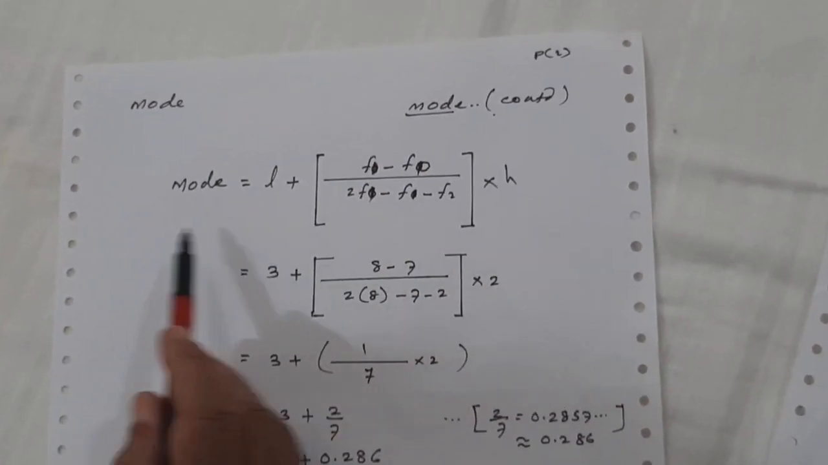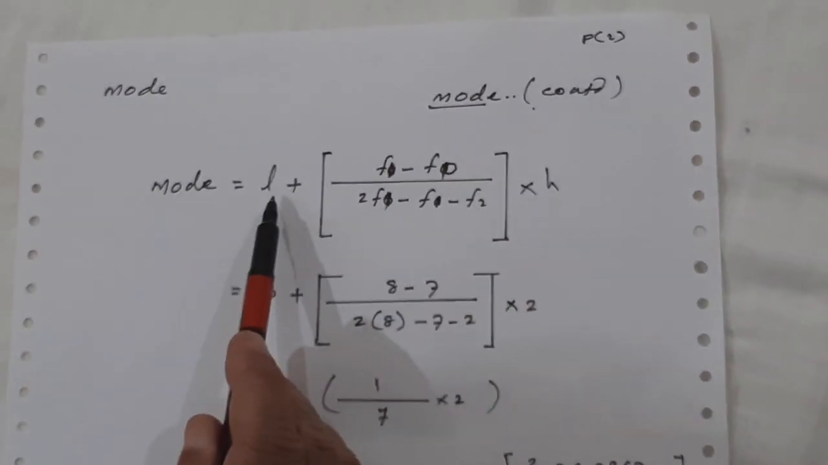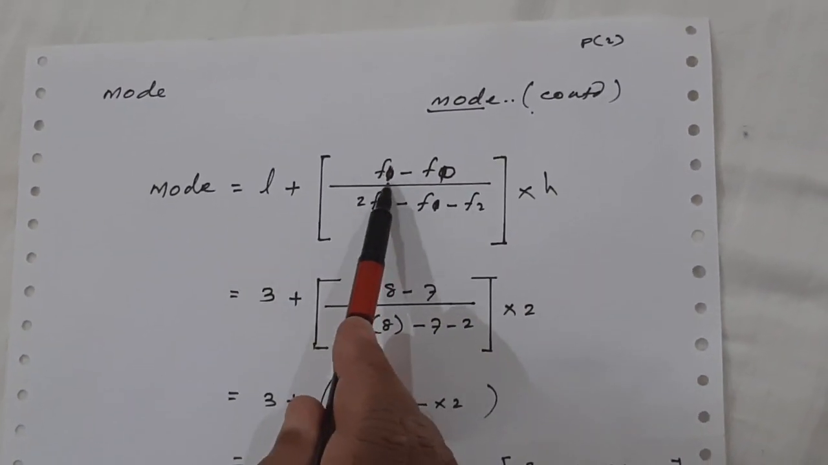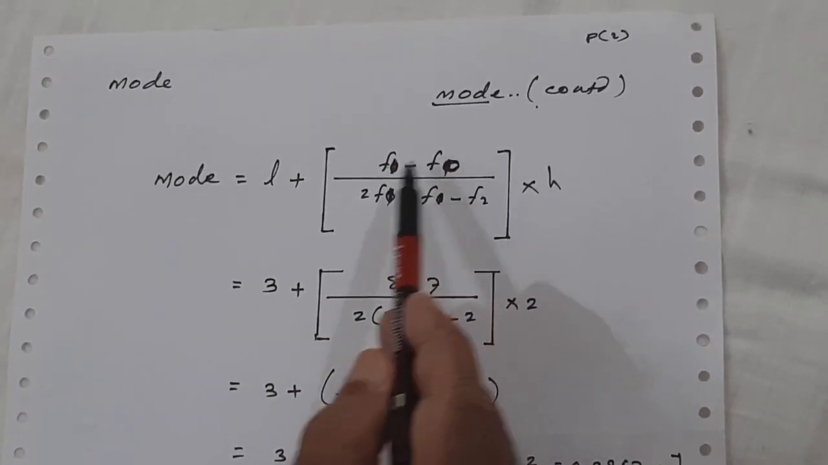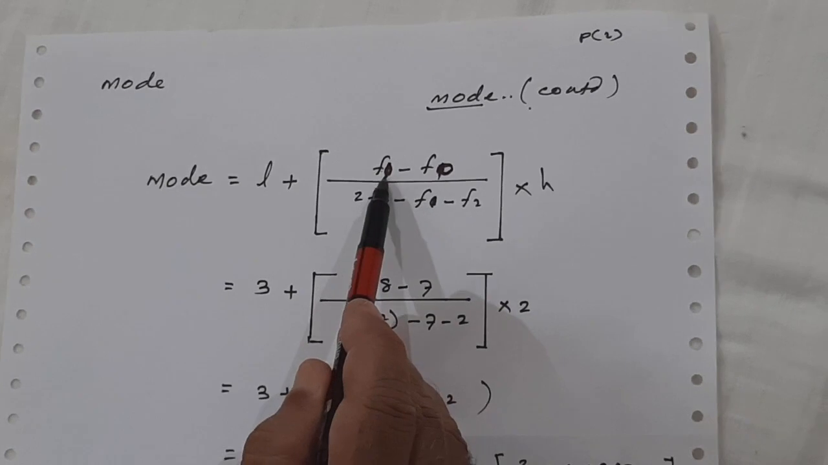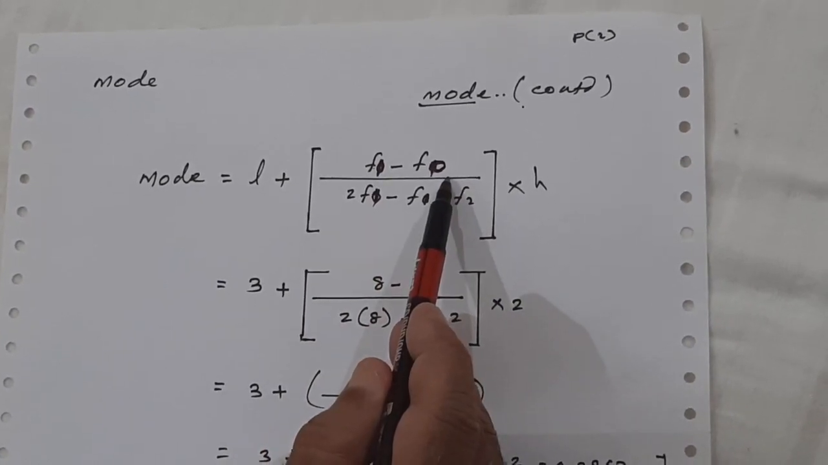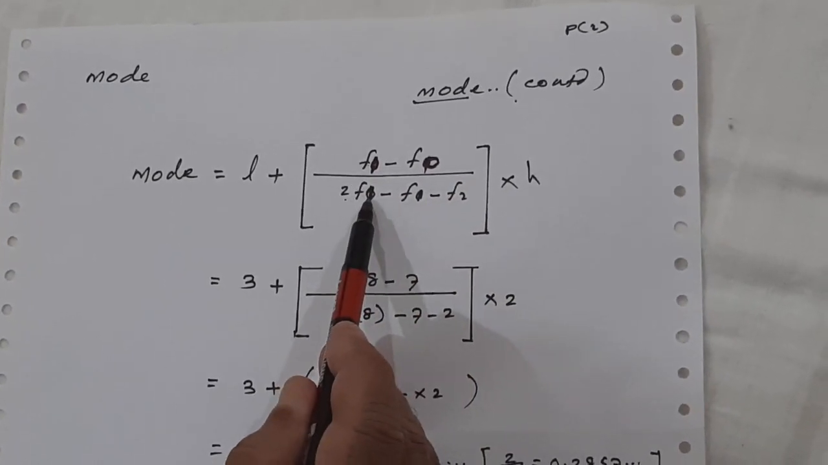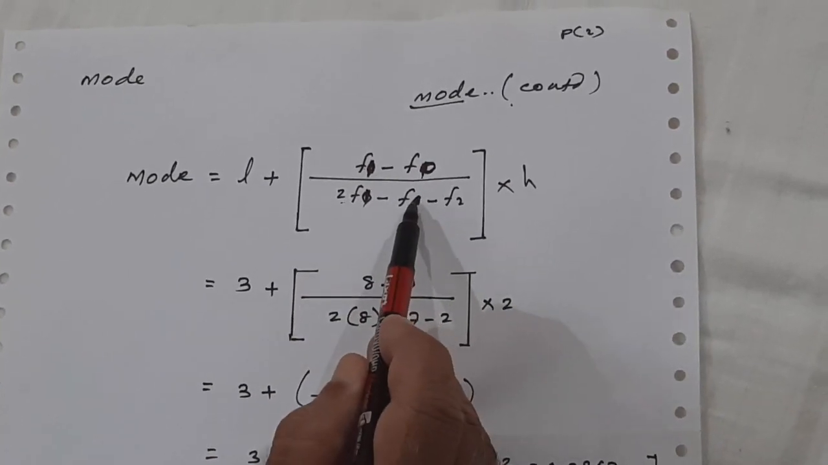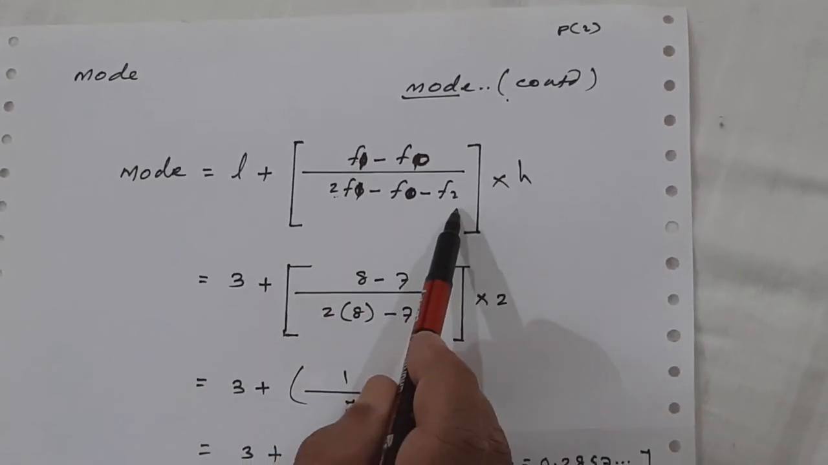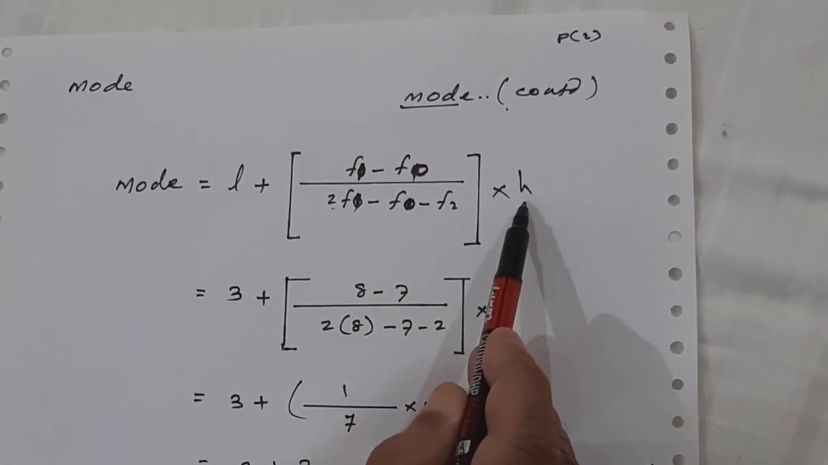Now let us use this data and this formula. Mode is equal to L plus, in the bracket, F1 minus F0, divided by 2F1, where F1 is the modal class frequency, 2F1 minus F0 minus F2, multiplied by h. A little correction is there: the numerator is F1 minus F0, and the denominator is 2F1 minus F0 minus F2.